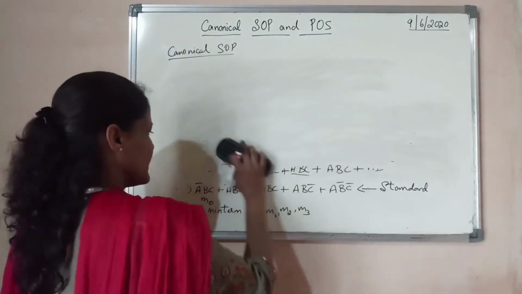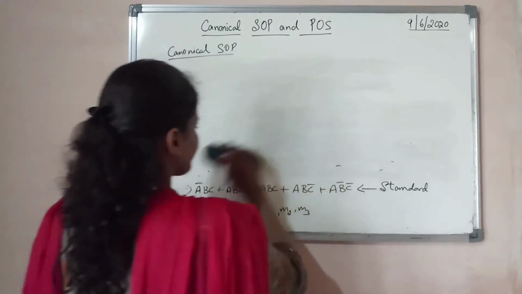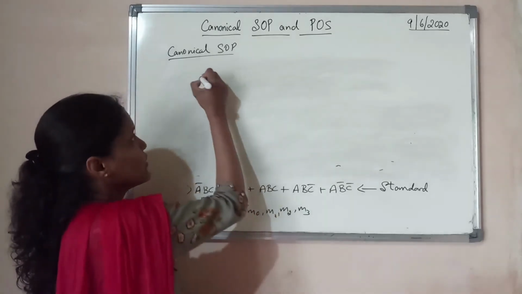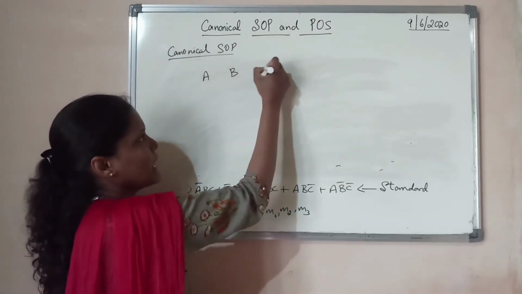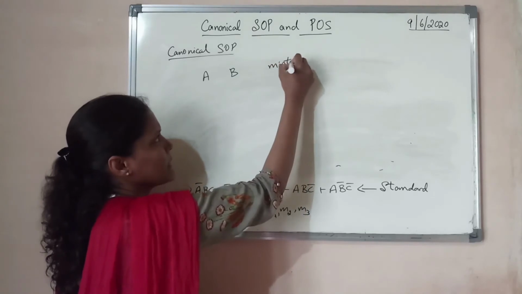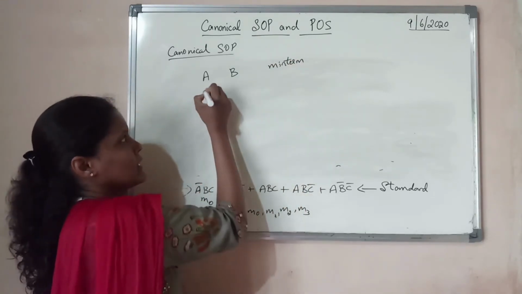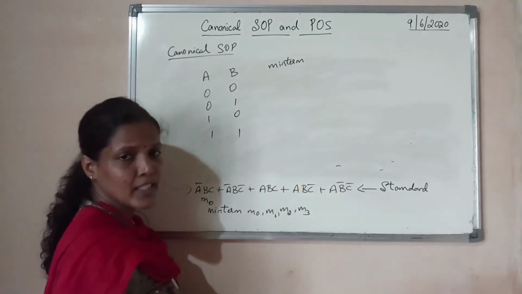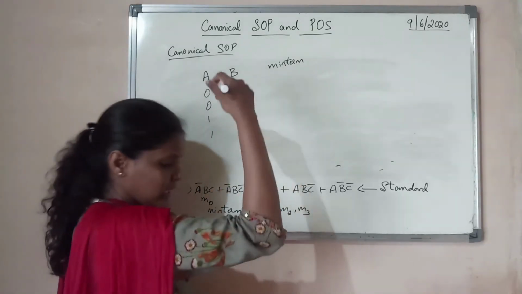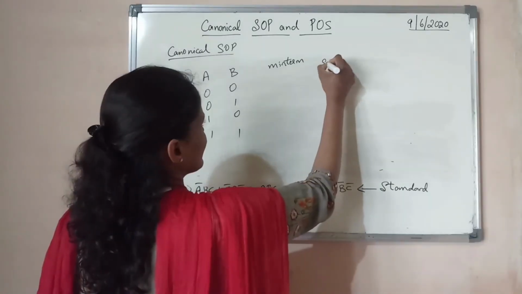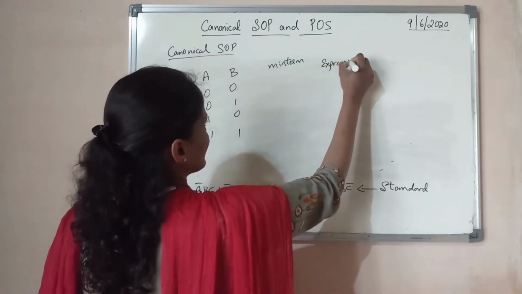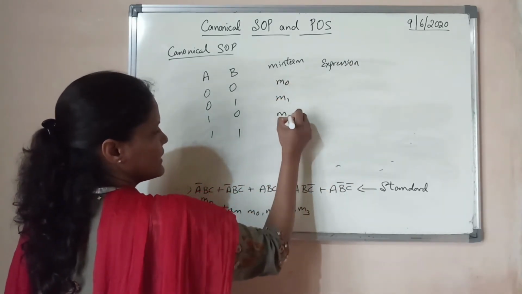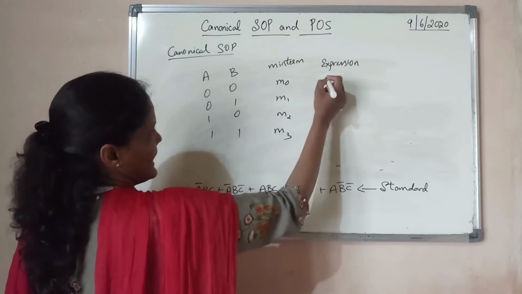How to write it in the truth table: if I am having two input variables, that is A and B, and I have to write the min term. 0 0, 0 1, 1 0, 1 1. I have to write its min term along with its expression. Min term will be m0, m1, m2, m3, and the expression.